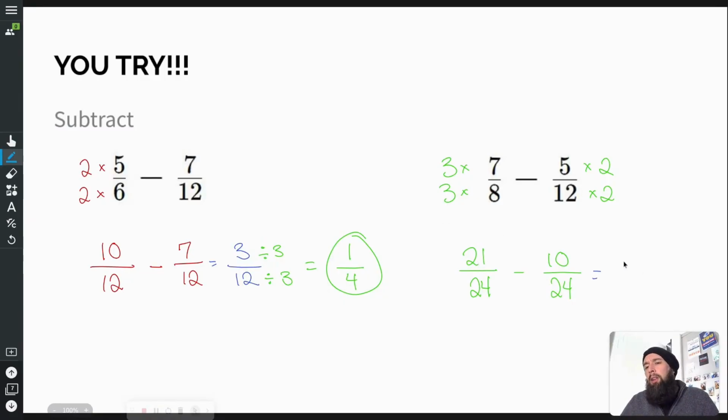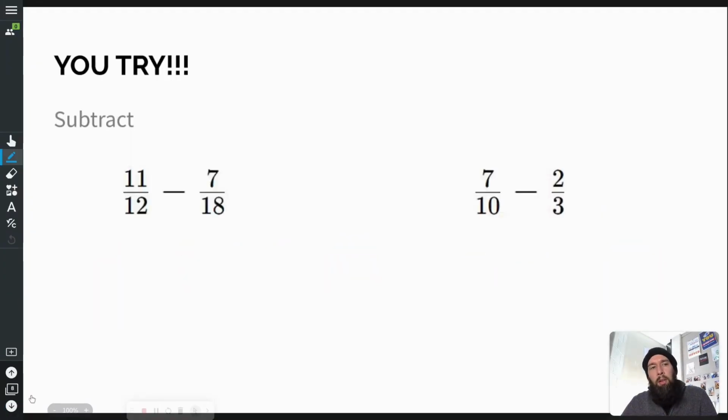21 minus 10 is 11. And then keep 24 the way it is. I can't simplify 11 over 24, so I'm done with that. It's not over 1. Circle it, call it a day. So we did do a problem with 8 and 12, but I don't remember yelling 21, so we didn't repeat that problem. Got nervous for a second there.